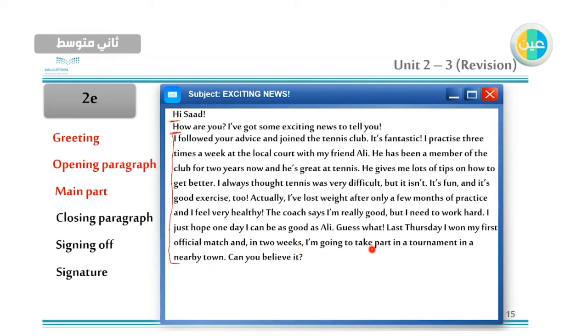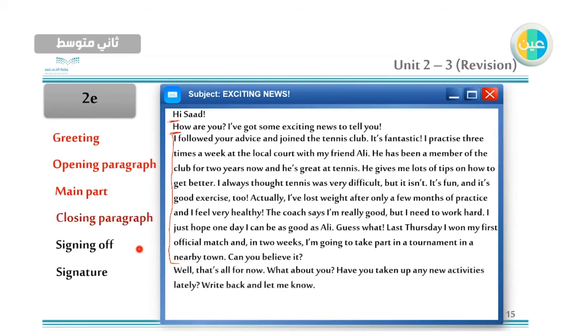And I'm going to take part in a tournament in a nearby town. Can you believe it? So he's giving him also an update. Okay, so the next part is the closing paragraph, and it looks like this. Well, that's all for now. What about you? Have you taken up any new activities lately? Write back and let me know. Okay, so the signing off looks like this. This is the signing off. Take care. And the signature is just the first name.